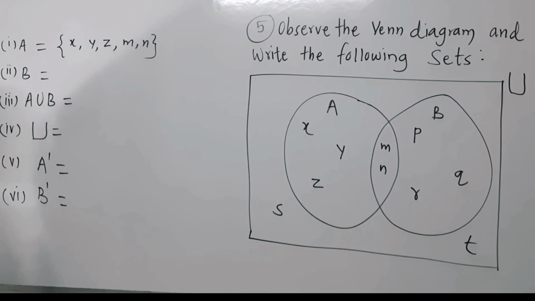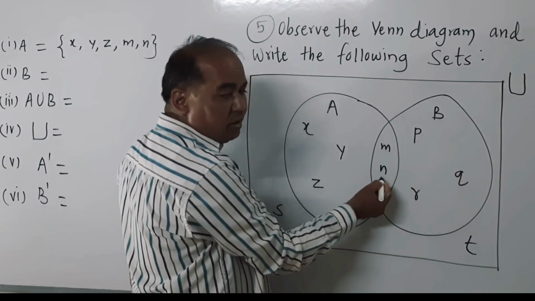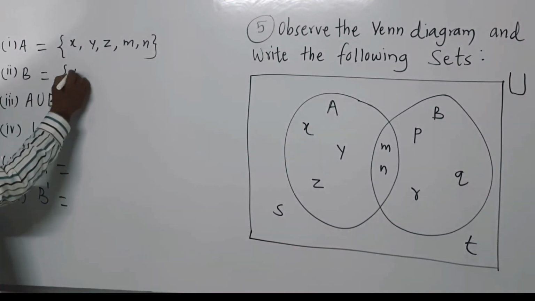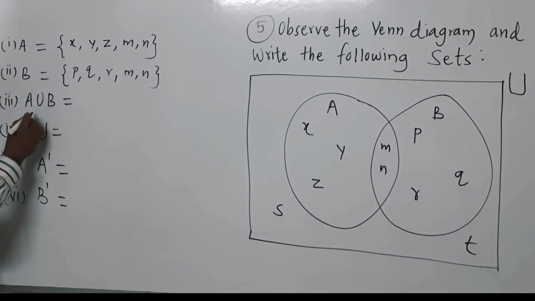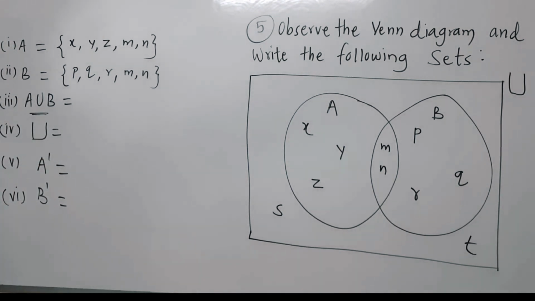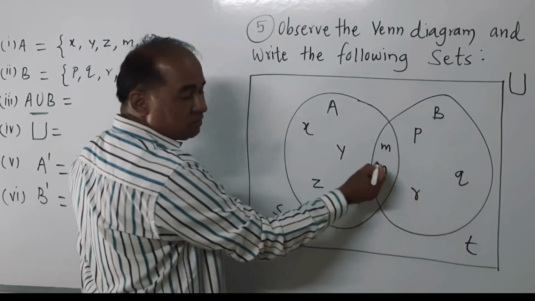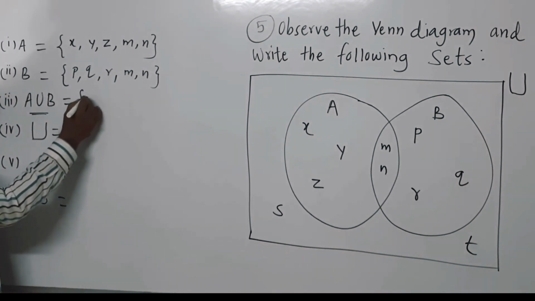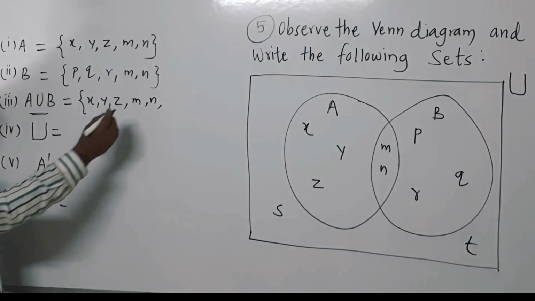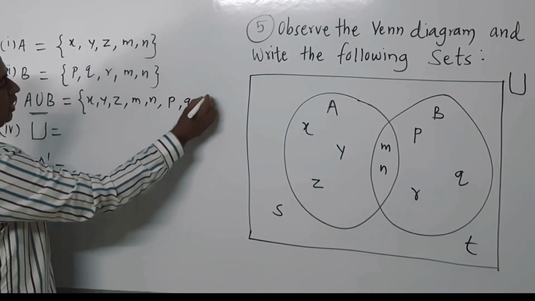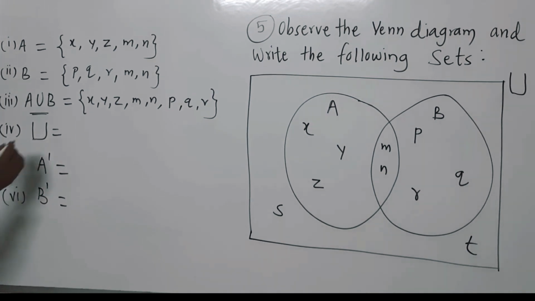Now second is set B. The elements contained in this circle are all the elements of set B, which are P, Q, R, M and N. Now the elements present in set A union B. Elements present in A union B means all elements of set A and all elements of set B, including the common elements. So the elements of set A are X, Y, Z, then M and N are the common elements in A and B, and the remaining elements of B are P, Q and R. So these are the elements of set A union B.